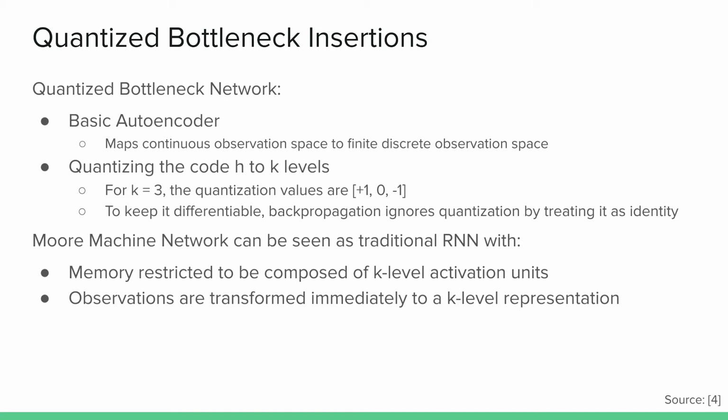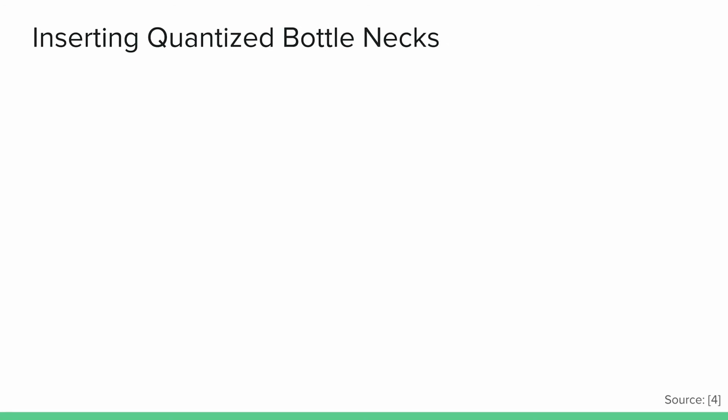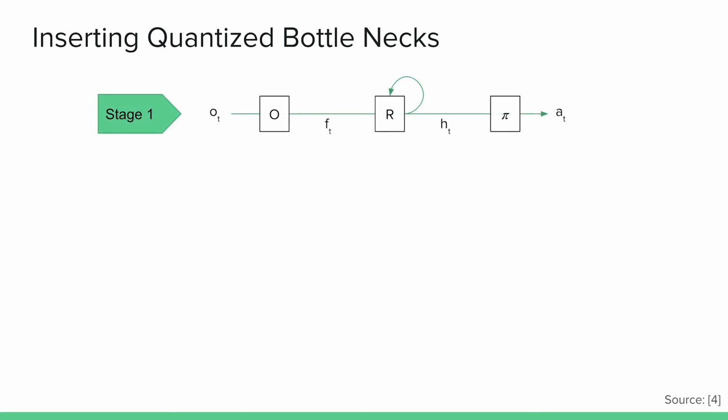So we're no longer operating on this continuous observation space, but we can only have, if k equals 3, 3 different activations. And our observations are transformed immediately to this k-level representation. The algorithm to obtain these is the following. We start off in stage 1 with our regular machine learning model where we train our policy with some sort of recurrency, so we get a trained recurrent neural network.